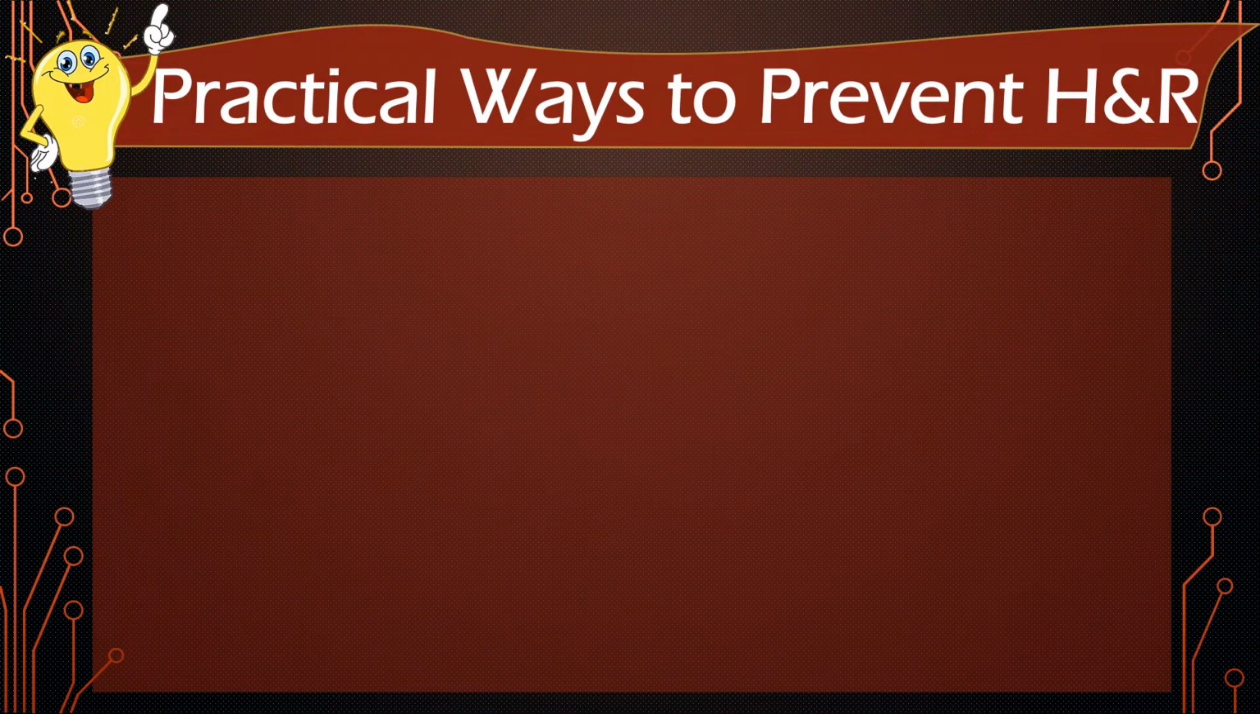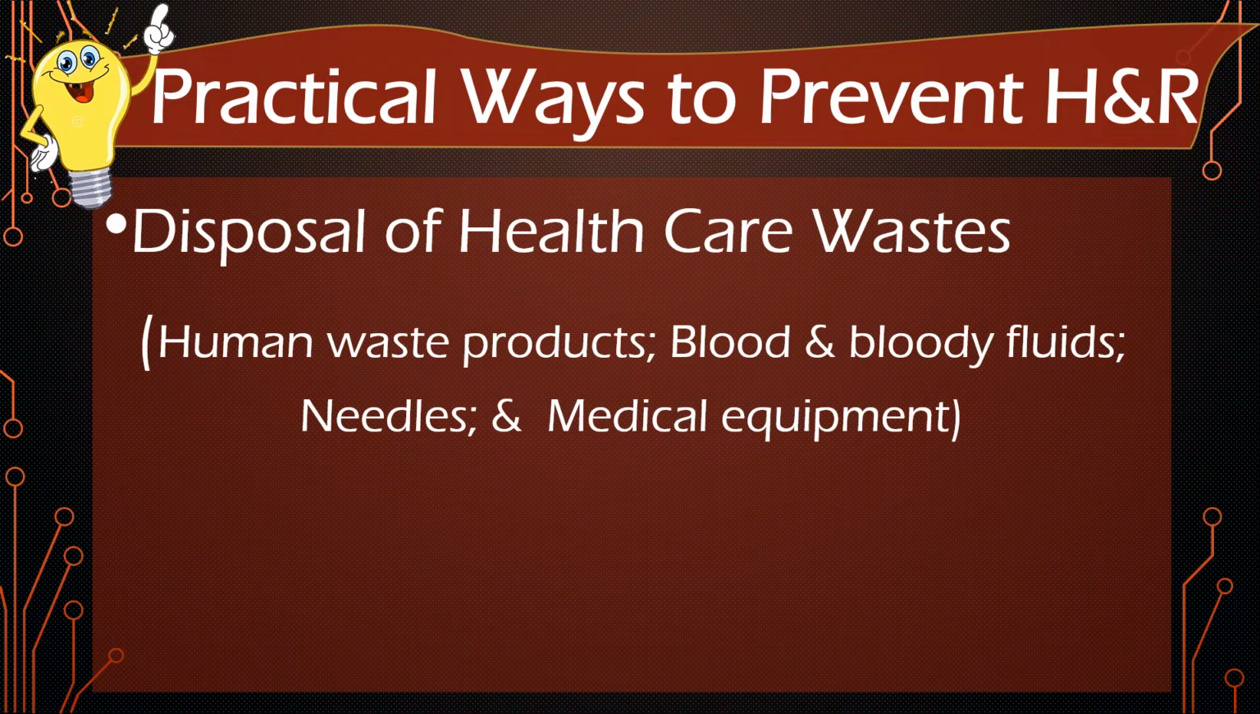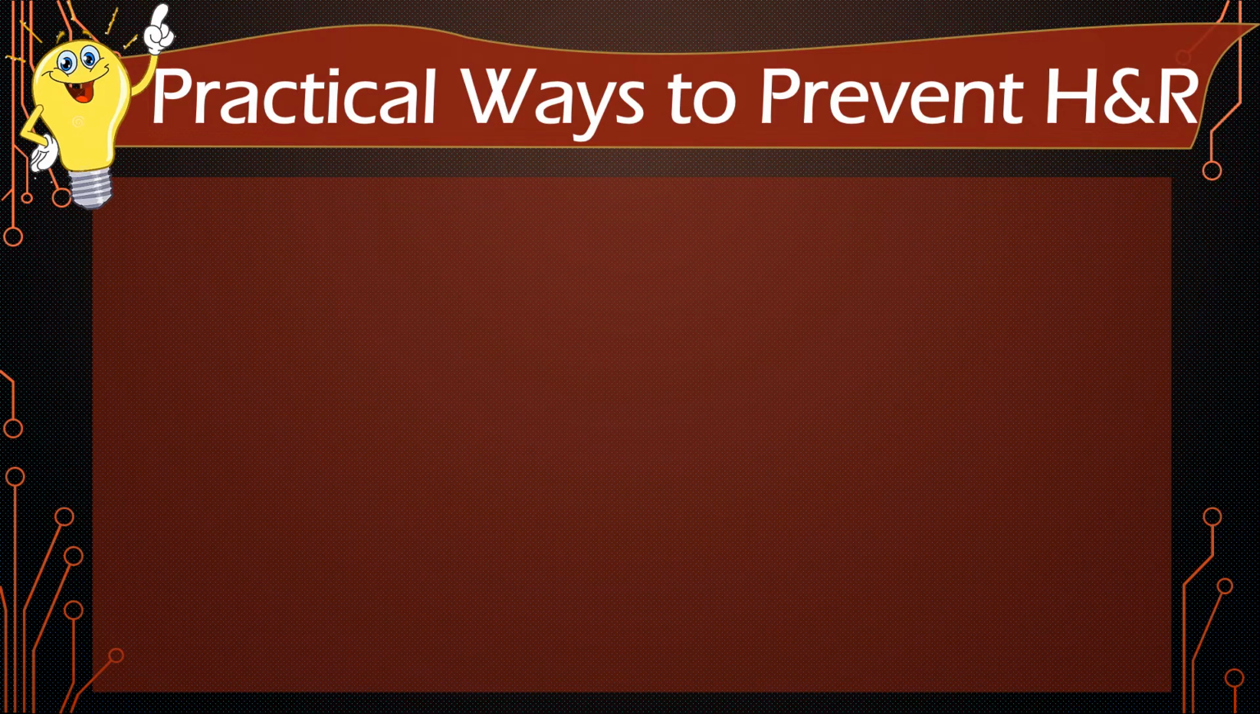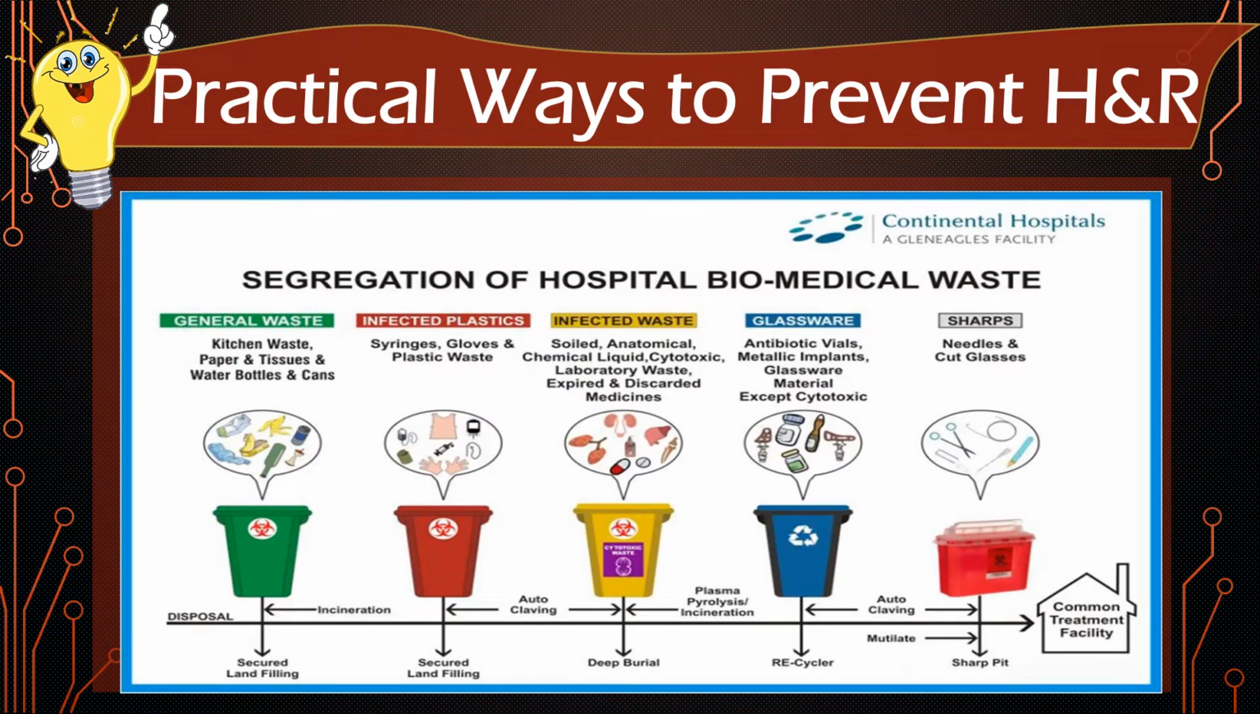Another practical way to prevent hazard and risks is through proper disposal of health care waste. Human waste products. Examples: blood and bloody fluids. These must be removed right away and flushed down the toilet. Wash contaminated clothes separately using hot water.